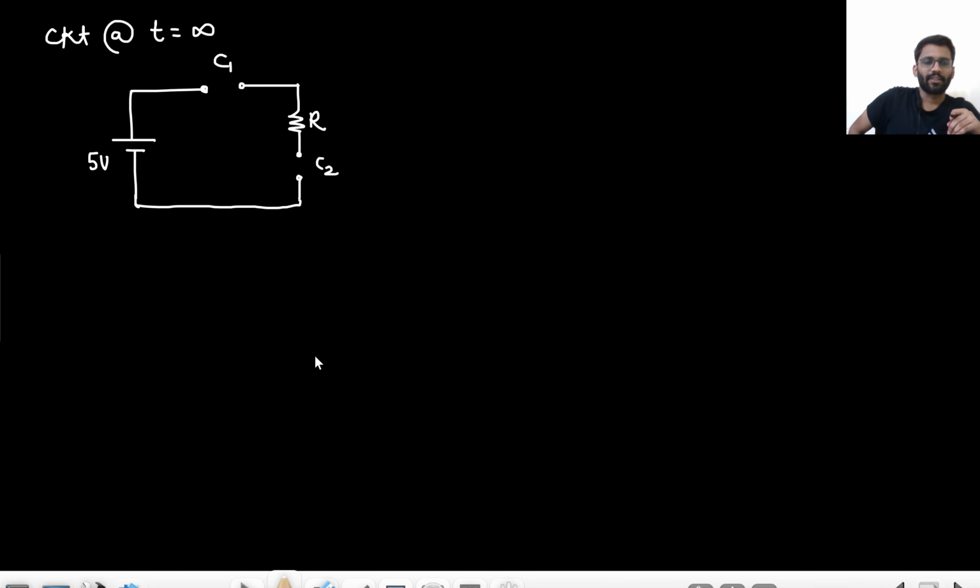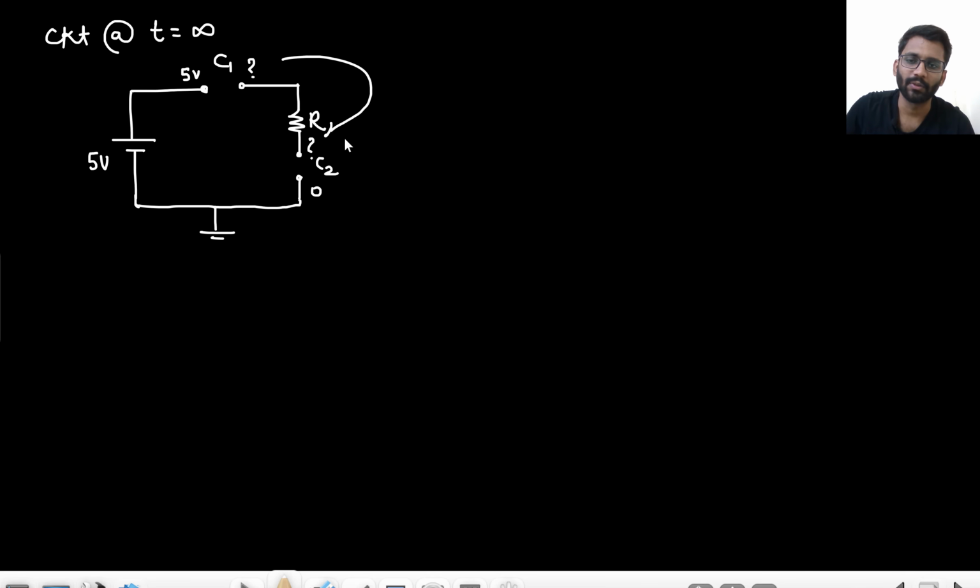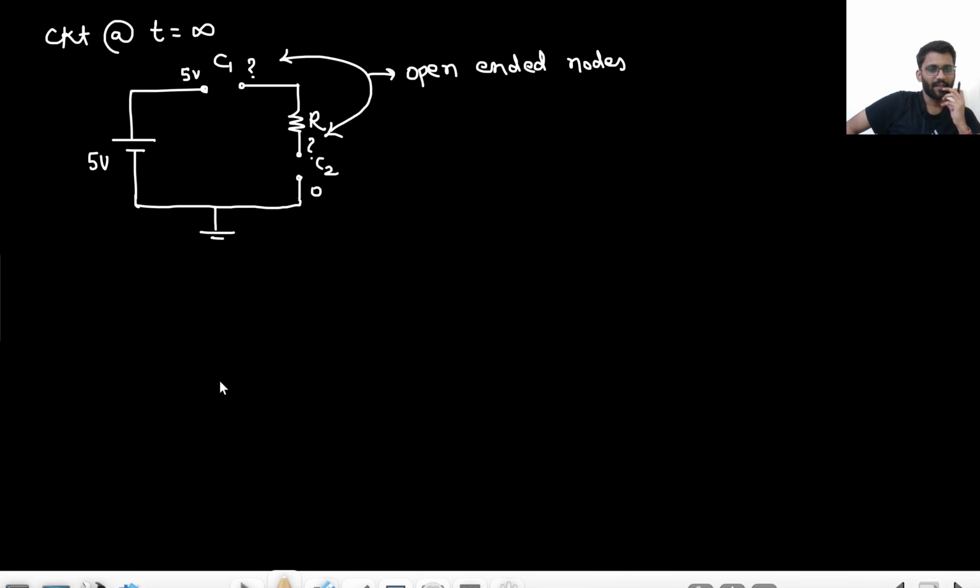How will you divide the potential now? Because if this is grounded, this is 0, good. This is 5. Do you know about this potential? No, you don't know about these two potentials. Why so? Because both are open-ended nodes. So now how will you divide the potential?